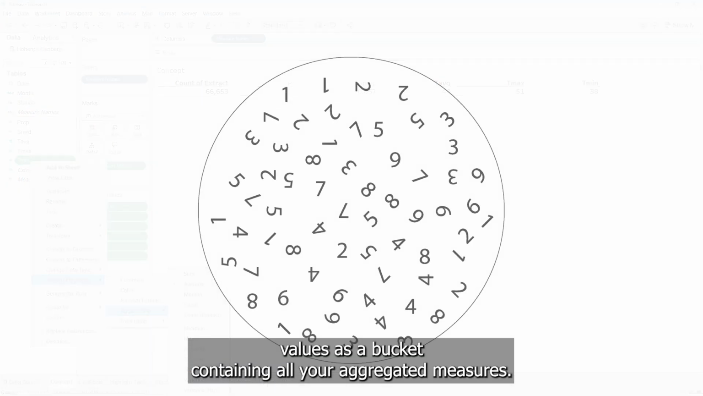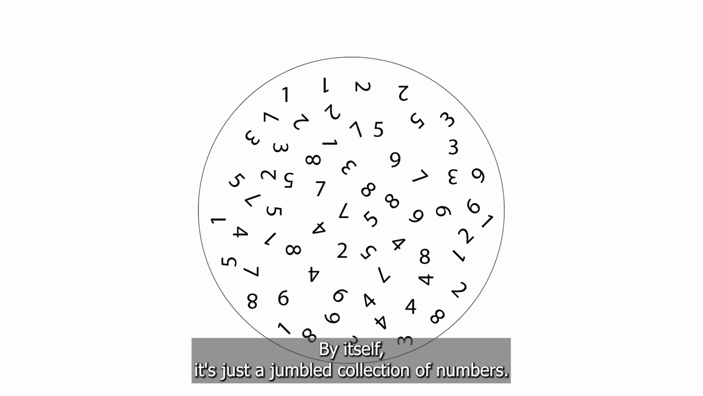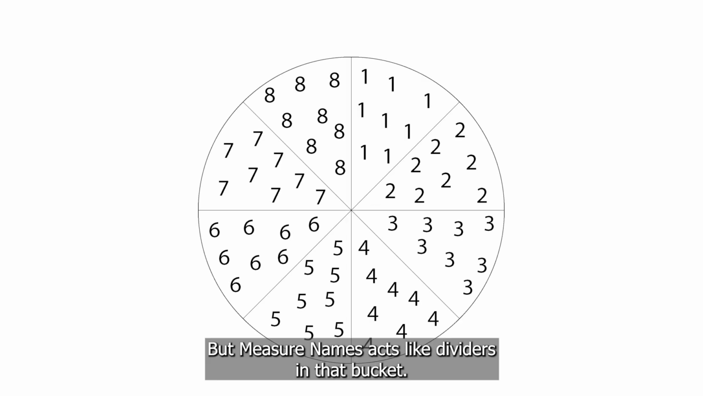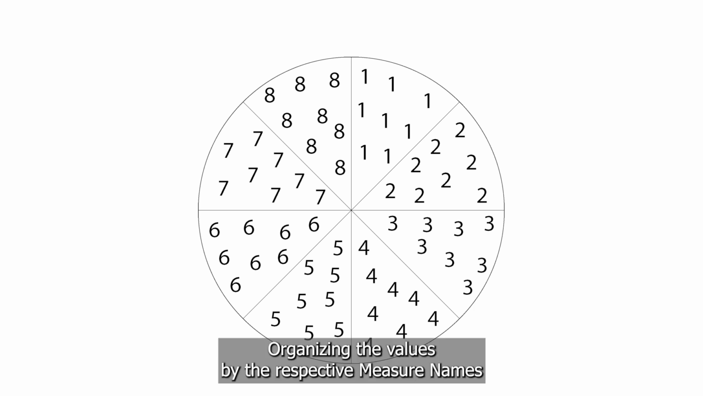Think of measure values as a bucket containing all your aggregated measures. By itself, it's just a jumbled collection of numbers, but measure names acts like dividers in that bucket, organizing the values by their respective measure names.